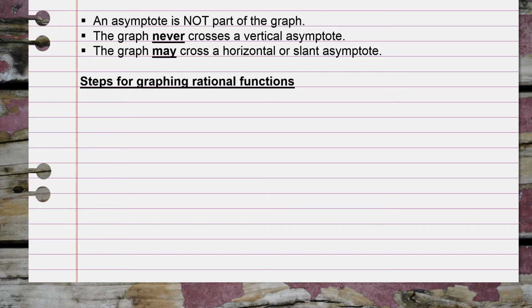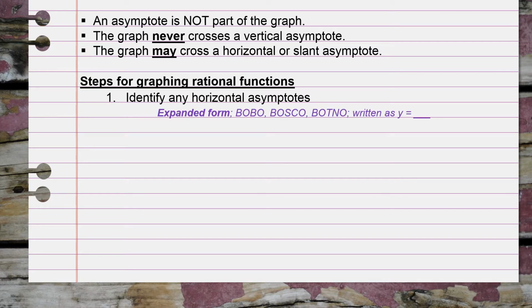Now, steps for graphing rational functions. The first thing we're going to look for is identifying any horizontal asymptotes. We identify this when it's written in expanded form. That's also when we're going to use BOBO, BOSCO, BOTNO. And it will be written in the form y equals whatever the number happens to be.